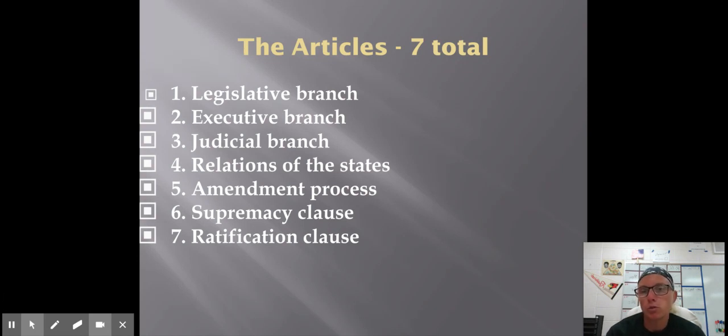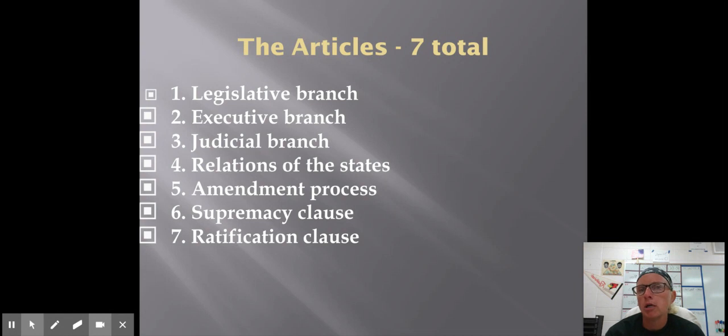So the first 3 articles are about the 3 branches at the national level. We're going to talk about those 3 articles today. Article 4, talking about how states relate to each other. We're not going to talk about that till chapter 4, but we are going to talk about the 5th article today, how to amend the Constitution.